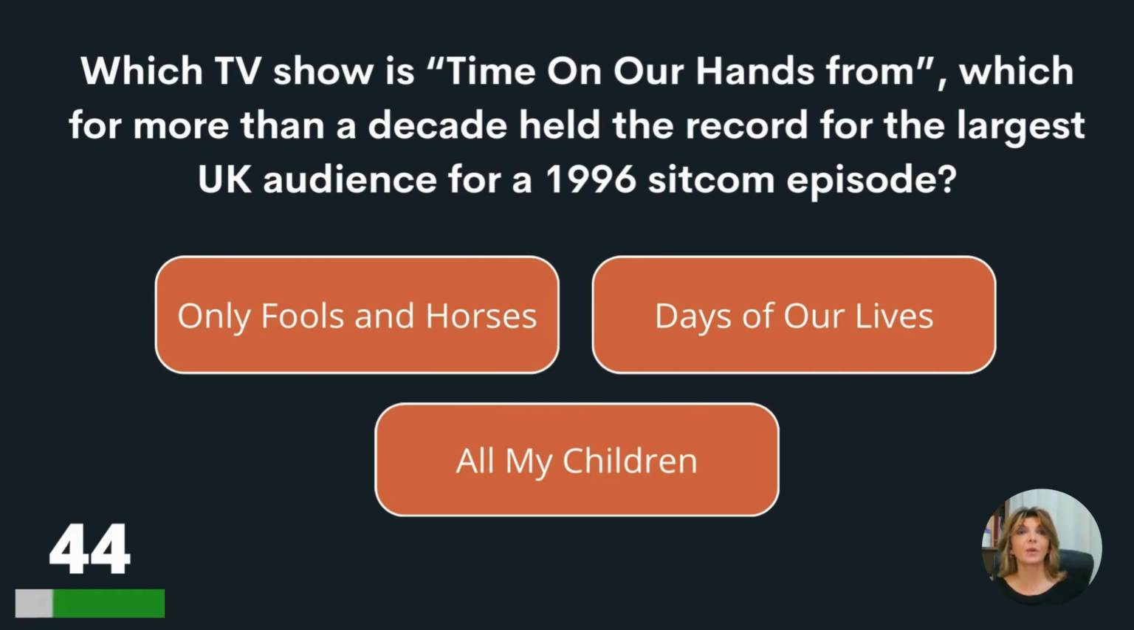Which television program features Animal as a regular character? Sesame Street, The Simpsons, or The Muppets? The Muppets.